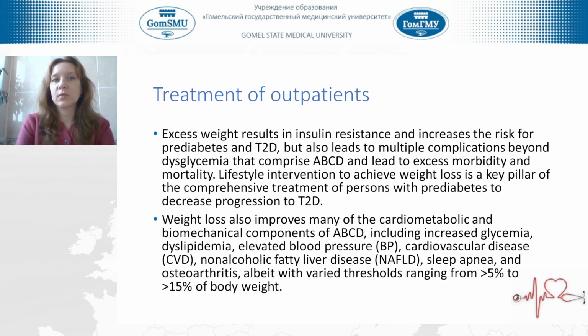Excess weight results in insulin resistance and increases the risk for prediabetes and diabetes type 2, but also leads to multiple complications beyond dysglycemia that comprise A, B, C, D and lead to excess morbidity and mortality. Lifestyle intervention to achieve weight loss is a key pillar of the comprehensive treatment of a person with prediabetes to decrease progression to diabetes 2.